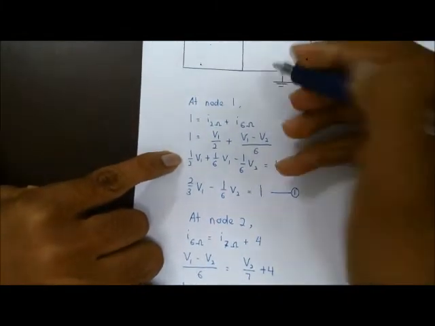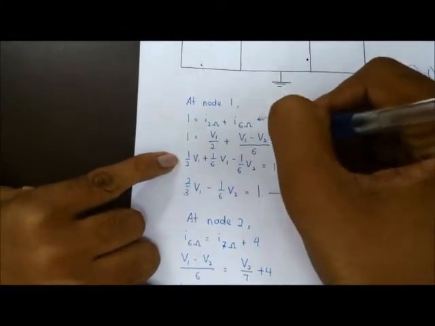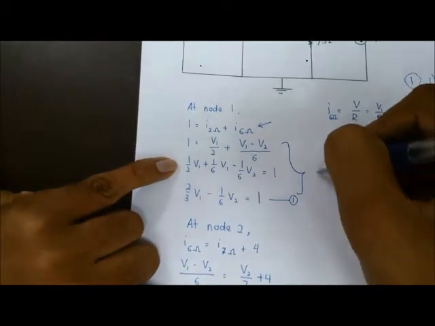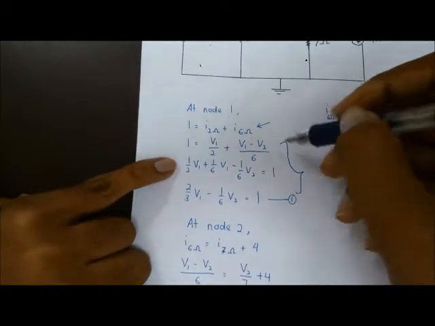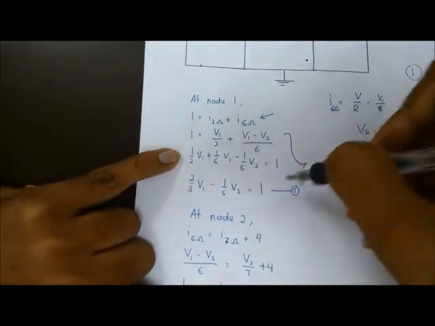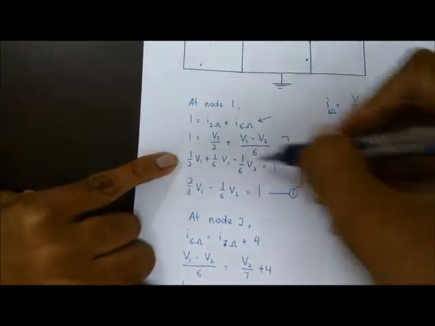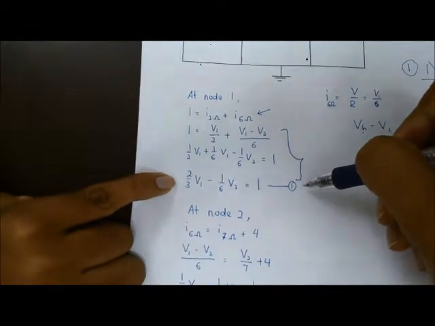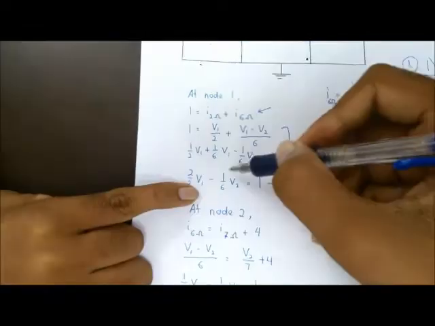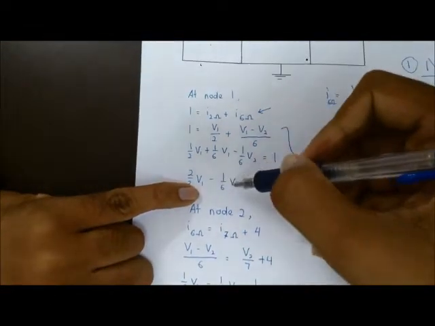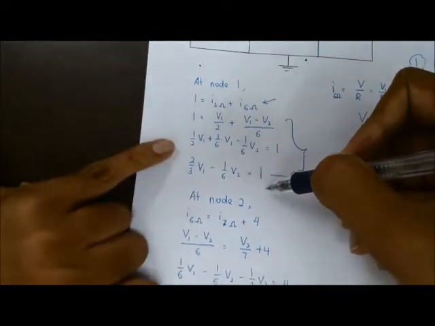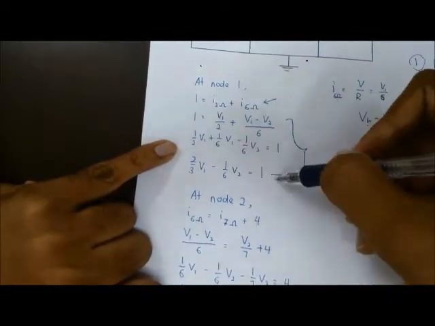Actually, this is only what we are learning. This is our mathematical application, because we just compute it using our basic mathematics skills. So we got the first basic equation, which is 2 over 3 V1 minus 1 over 6 V2 equals 1. From here we simplify and we get this.